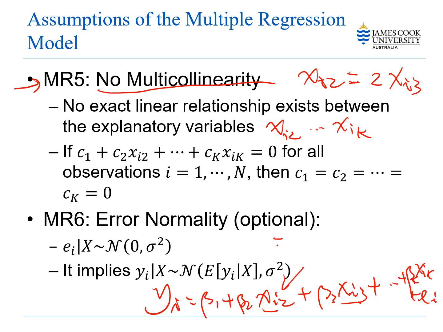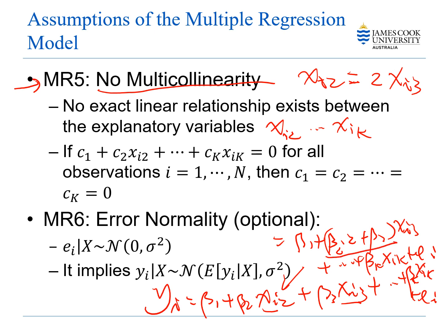So we'll have beta 1 plus beta 2 times x_i2 plus beta 3 x_i3 plus beta k x_ik plus e_i. So now if we run estimations, we can estimate beta 2 times 2 plus beta 3, but there's no way for us to separate.